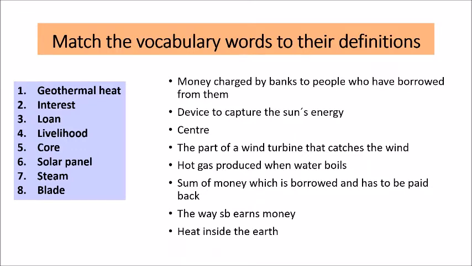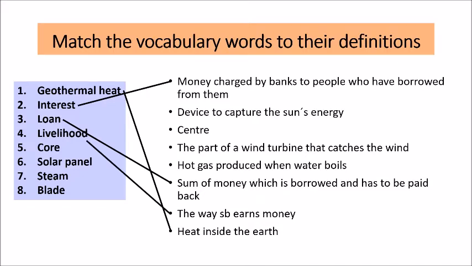Okay guys, so just quickly going over what we just saw right now in case you had any questions. So we have geothermal heat, heat inside the earth. Interest, money charged by banks to people who have borrowed from them. Loan is the sum of money which is borrowed and has to be paid back. Livelihood is the way somebody earns money. Core is the center or nucleus. Solar panel is a device to capture the sun's energy. Steam is hot gas produced when water boils. And blade is a part of a wind turbine that catches the wind.